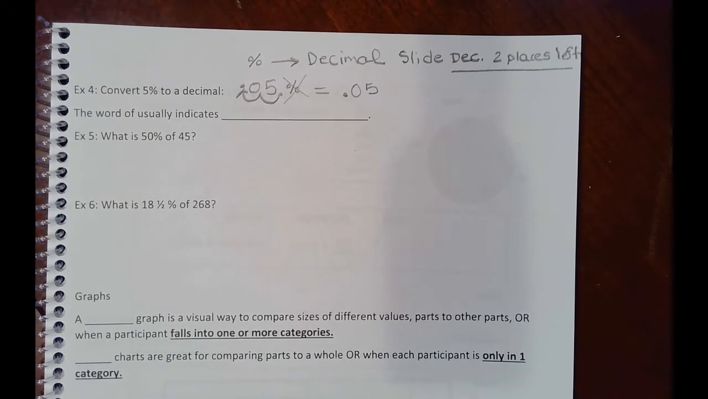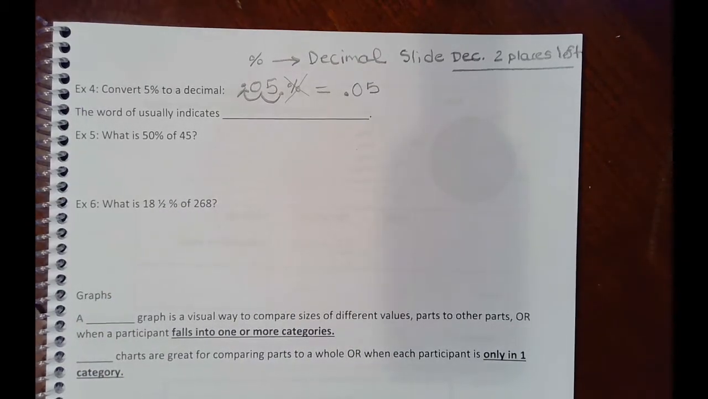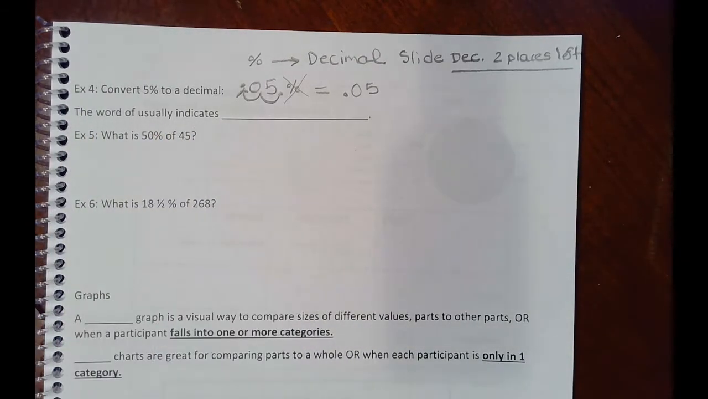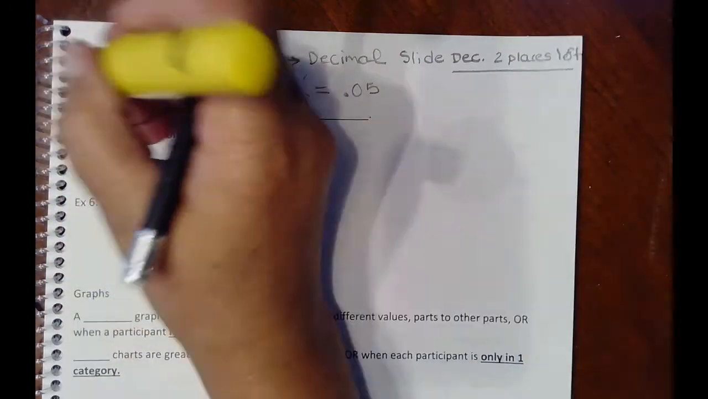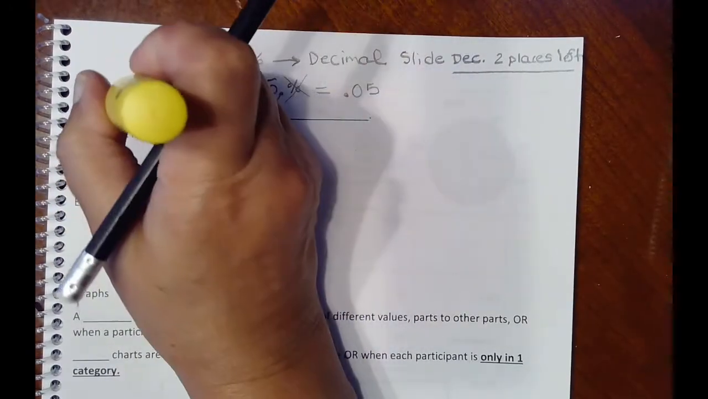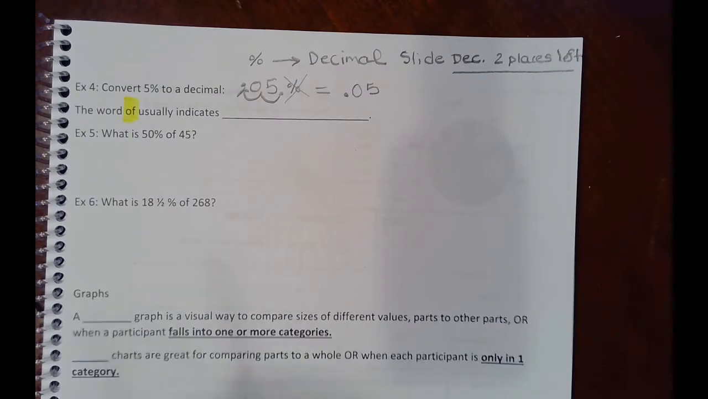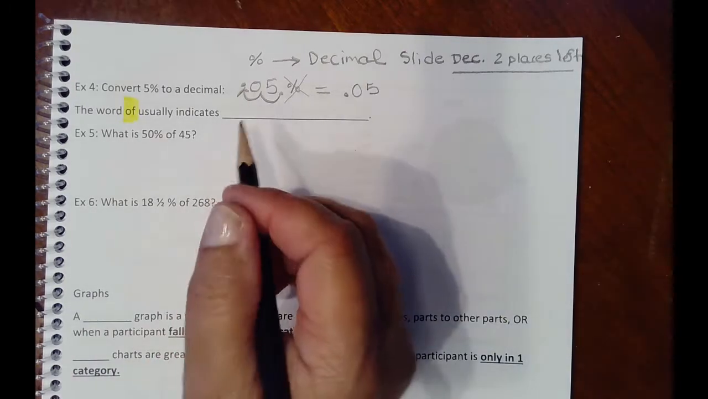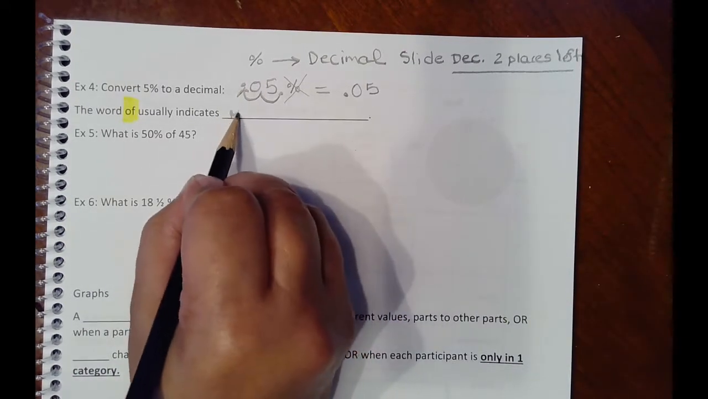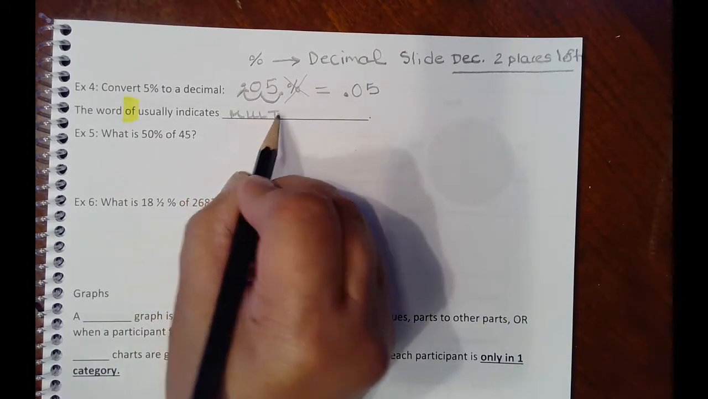Okay, then just reminding you, in case you have forgotten, that the word of usually indicates, in mathematics anyway, multiplication. You have to be aware of that because you are going to see this appear in many of the math problems that they ask you to perform. So it indicates multiplication.